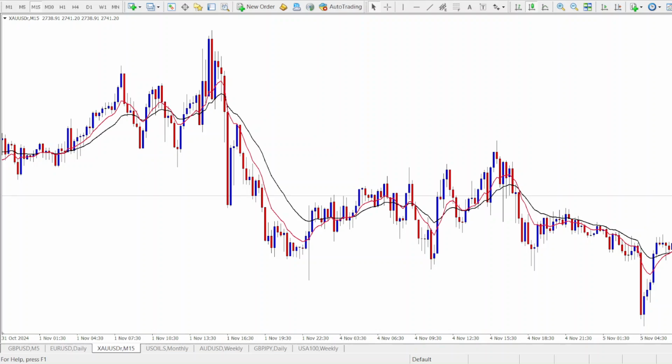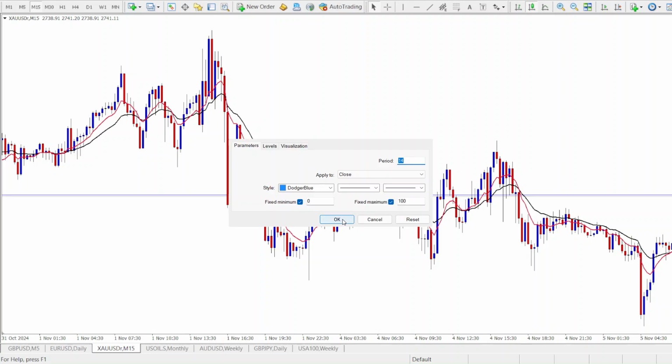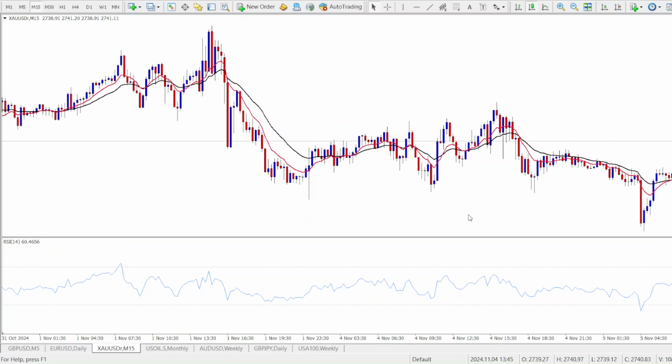Next up, let's talk about the relative strength index, or RSI. I'm just going to be adding the RSI to the chart right away. The RSI is a momentum oscillator that measures the speed and change of price movements. It operates on a scale from 0 to 100, and it's especially helpful in identifying overbought and oversold conditions in the market.